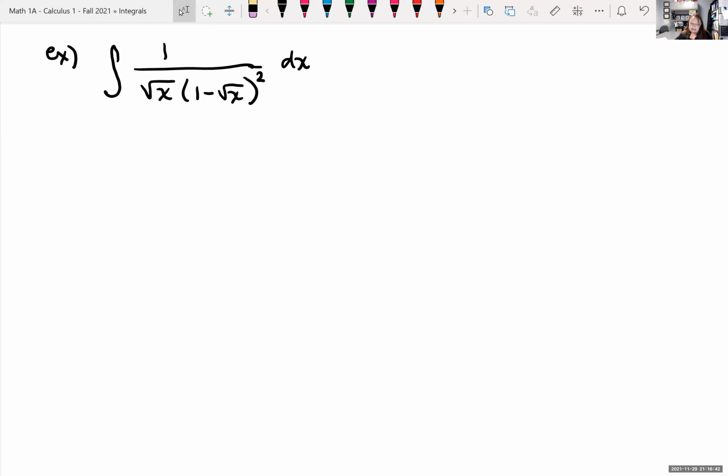Okay, so our next example, we have the integral of 1 all over square root of x times the quantity 1 minus square root of x, that quantity is squared, and then dx. So we don't know how to integrate this.